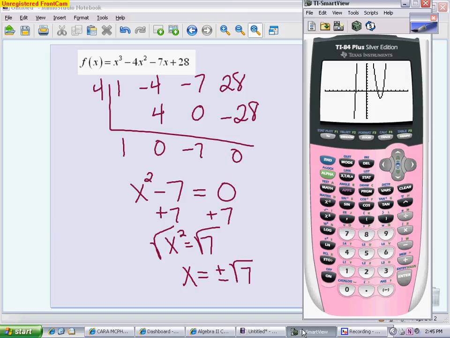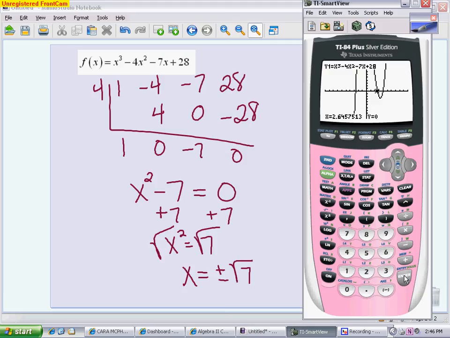If you wanted further confirmation, you could go to your calculator, hit the trace button, and type in the square root of 7, and you would see that 0 right there. So you could actually see that. Again, the calculator provides a way to get started, and it also gives good confirmation, but it's not proof. The proof is you either did synthetic division, you did factoring, or you did some sort of combination to prove to me exactly where those zeros are.